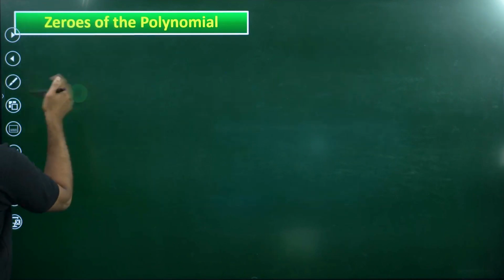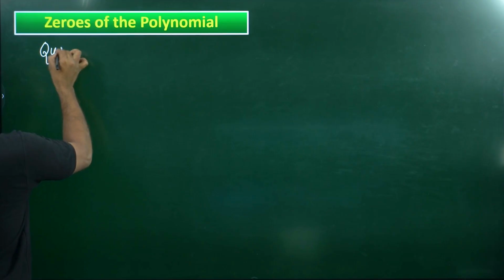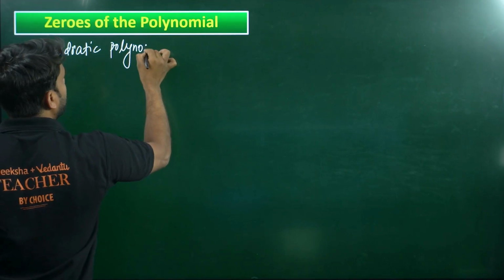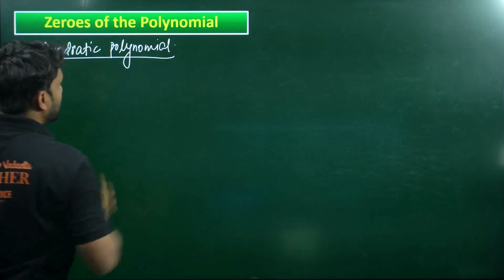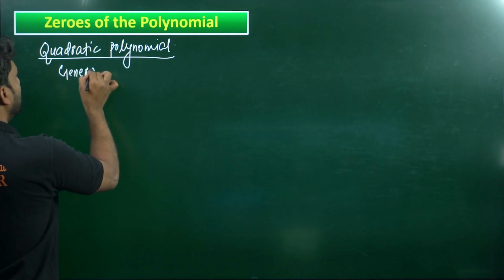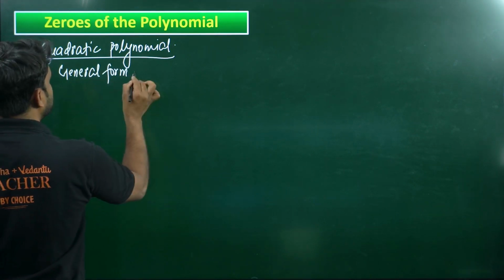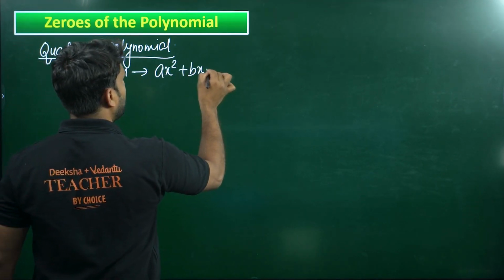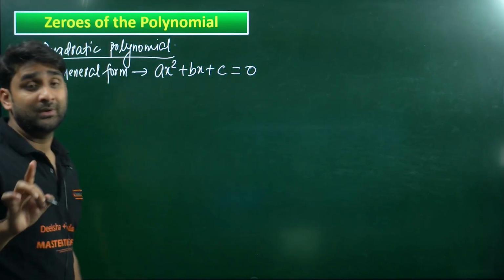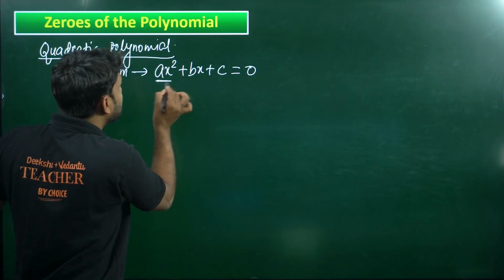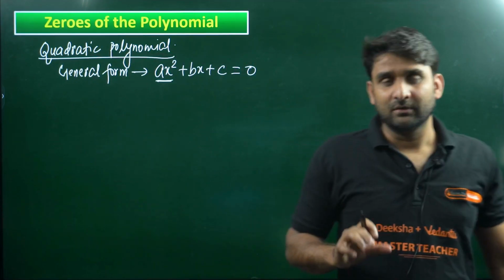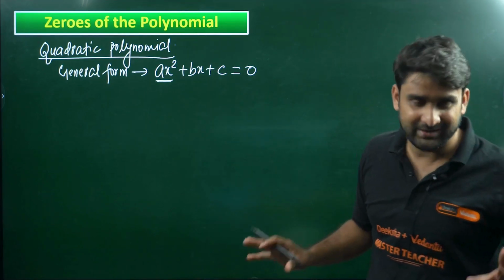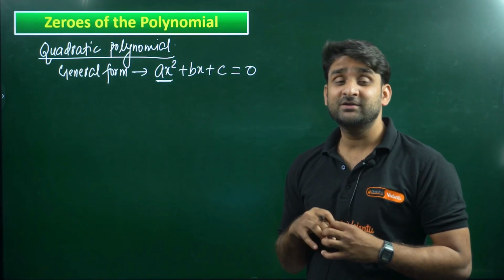Same slide I'm using here. This is quadratic polynomial. The general format, the standard format I have already given you in the first slide. The general form of quadratic polynomial is ax square plus bx plus c equal to 0, and make sure this is the term which decides the identity. This is the term which gives you the information to call this equation a quadratic equation, quadratic polynomial, because x square is there.